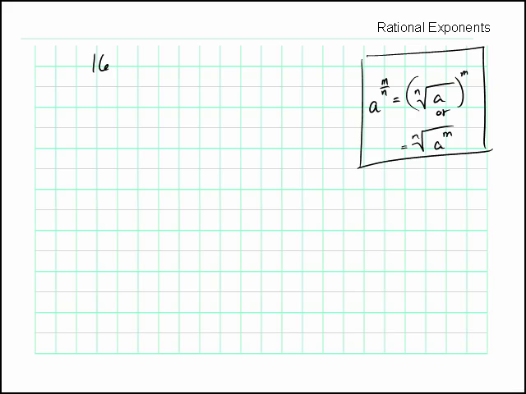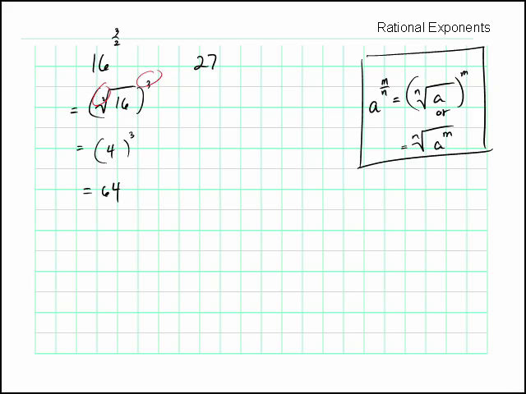16 to the 3/2 power. Writing that in radical form, that is the square root of 16, then raised to the 3rd power. Notice here the 3/2 right there. The square root of 16 is 4, raised to the 3rd power is 64.